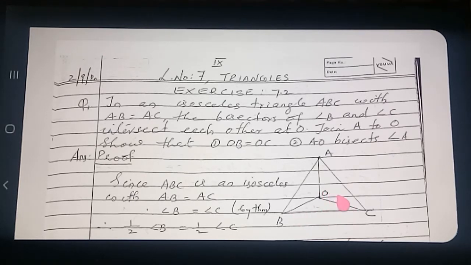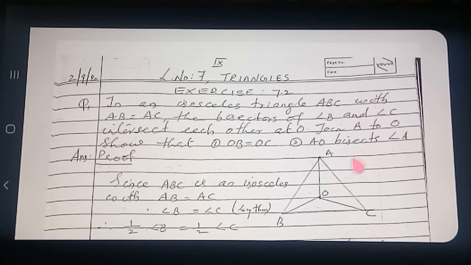The meaning of bisector you already know. Suppose this is 15, this is also 15. If this is 20, this angle is also 20. But here you very clearly know the sides are equal, so the opposite angles will be equal only. Now, what do you want to prove?